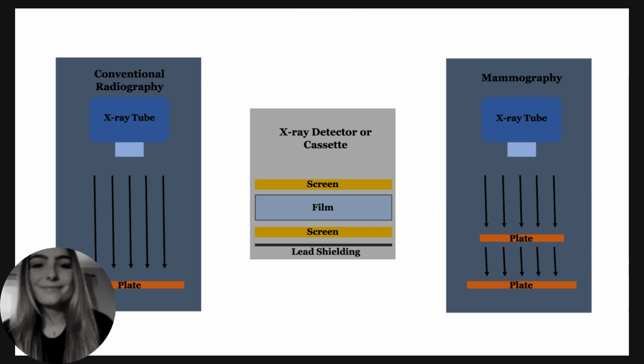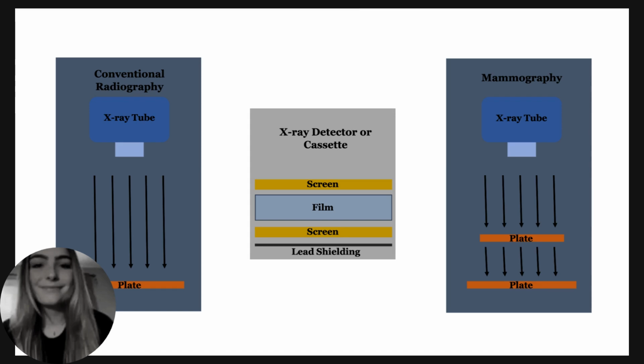In conventional radiography, the person is positioned between the X-ray tube and the cassette. When the X-ray is completed, the radiologist then takes the cassette and uploads it to a computer where it is viewable for physicians. A mammography is much like a conventional radiography, however, it is intended for diagnosing breast cancer.